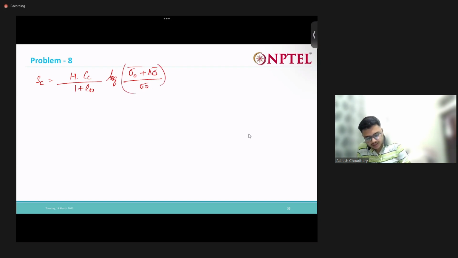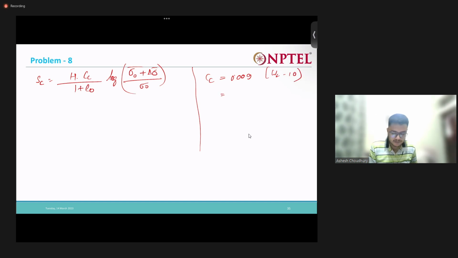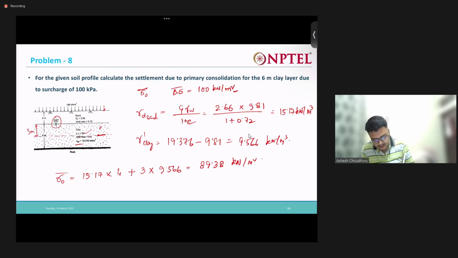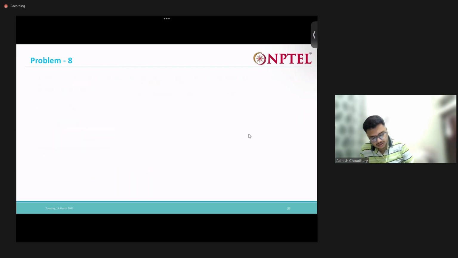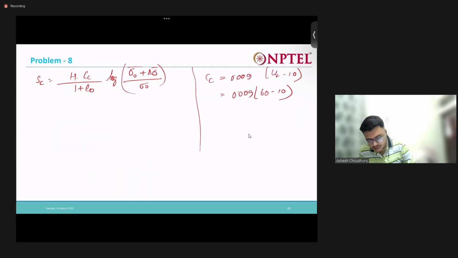This one. Now what is my Cc? So how to find out? Cc is actually given for normally consolidated soil. Cc is given by 0.009 into liquid limit minus 10. Okay, so this is the empirical relation. What is my liquid limit? My liquid limit is given to me as 60. So 60 minus 10, so it will be nothing but 0.45.